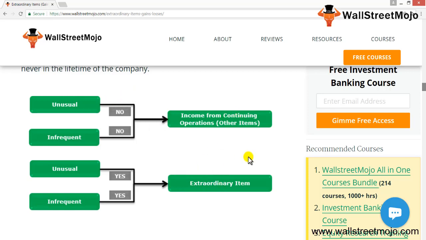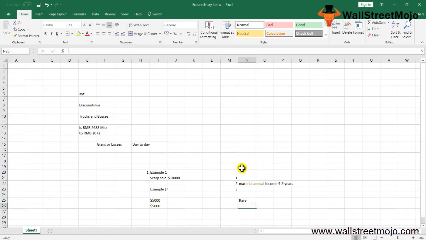If yes, then it is an extraordinary item. An important point to understand here is that not all rare, unusual, non-recurring transactions are necessarily defined as extraordinary items. There can be transactions which are non-recurring, but at the same time they are not extraordinary also. Let me give you an example to illustrate the same.